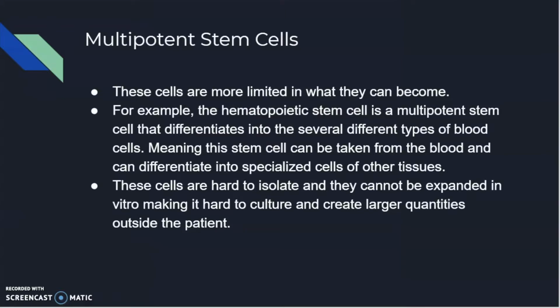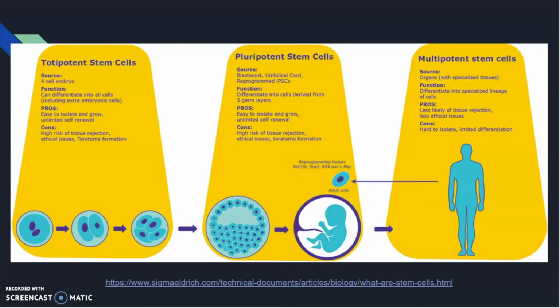Next, we'll get into the multipotent stem cells here. These cells are more limited in what they can become. So, for example, a hematopoietic stem cell is a multipotent stem cell that differentiates into several different types of blood cells, meaning this stem cell can be taken from the blood and can differentiate into specialized cells of other tissues. These cells are hard to isolate, and they cannot be expanded in vitro, making it hard to culture and create large quantities outside of the patient. So that builds the basis of our ethical dilemma here.